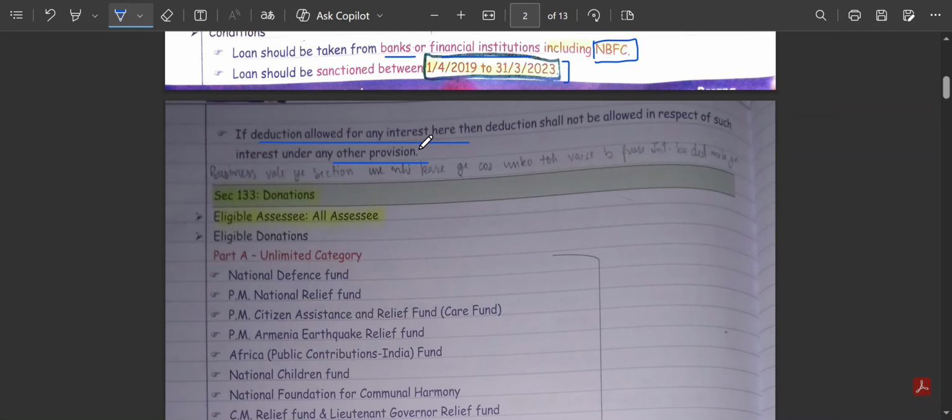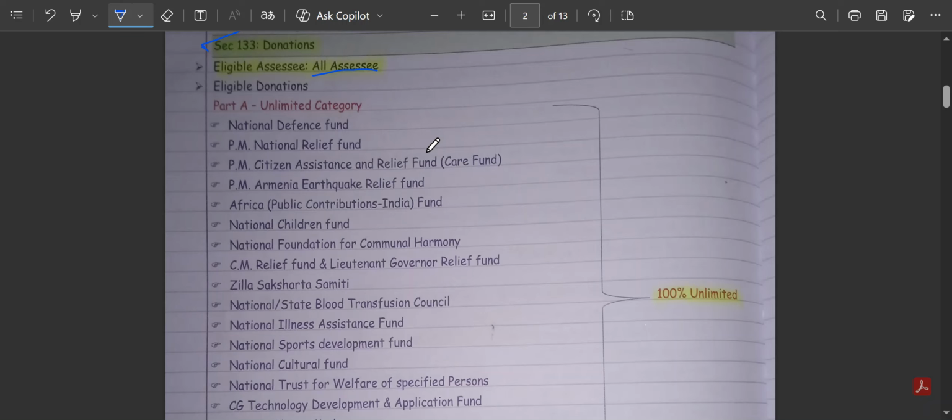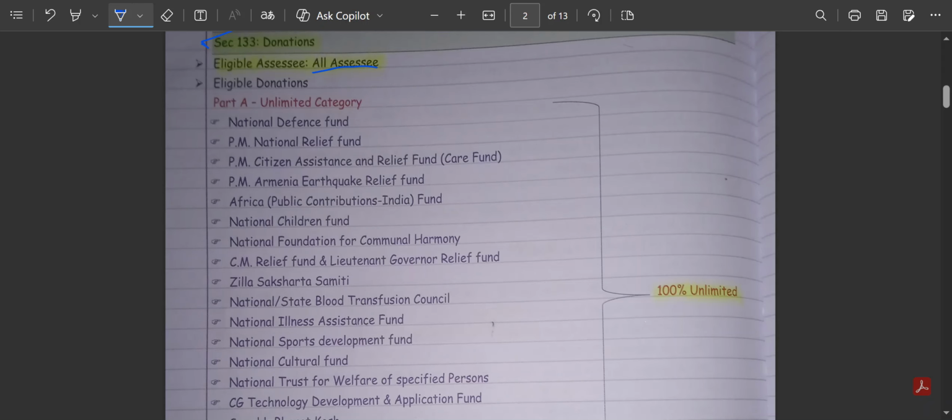The next deduction will be Section 133, which is a deduction in relation to donations a person makes. So for this section, all SSCs are considered to be eligible SSCs, and there is a long list of eligible donations, means a long list of donations that we can make to these organizations or funds, in respect of which we will get deduction under Section 133.